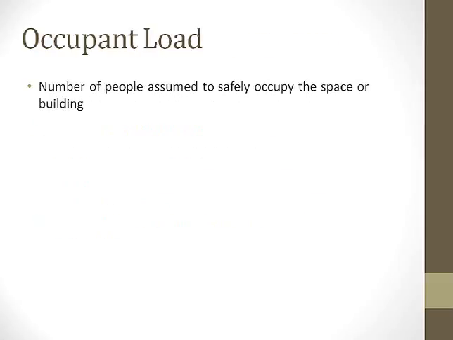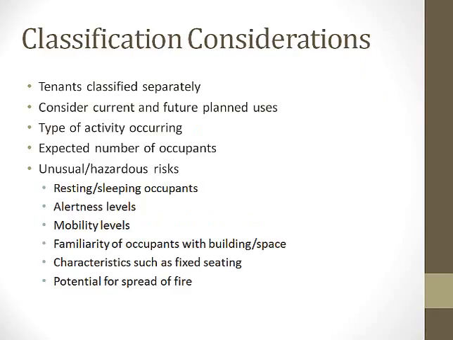And then the second part of occupancy is the load. And so basically it's just the number of people assumed to safely occupy the space or the building. So some considerations. Tenants can be classified separately. So within one building, there may be different uses. So one building may have different areas with different classifications. It's good for the project to look at current uses as well as future plans.